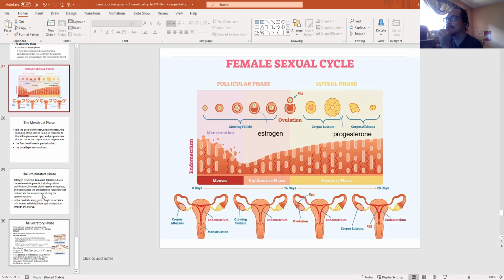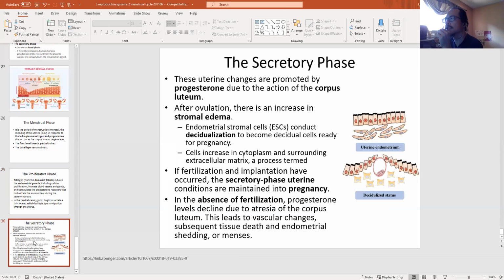And then we will move on to the next one. It's called the secretory phase. The difference between the proliferative phase and the secretory phase is that in the secretory phase, another hormone comes in to support the development of the endometrium layer. That is the progesterone. Progesterone is released from the corpus luteum to support the uterine endometrium layer to continue to grow.